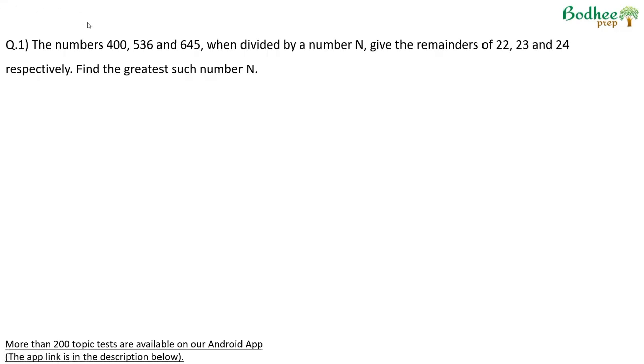If we have a look at the questions, question number 1 says, the numbers 400, 536, 645 when divided by number n give remainders 22, 23, 24 respectively. Find the greatest such number n. So 400 minus 22, that is 378, should be divisible by n. 536 minus 23, which is 513, should be divisible by n. And 645 minus 24, which is 621, should be divisible by n. So basically we need the HCF of these three numbers and that will be n, the highest common divisor.